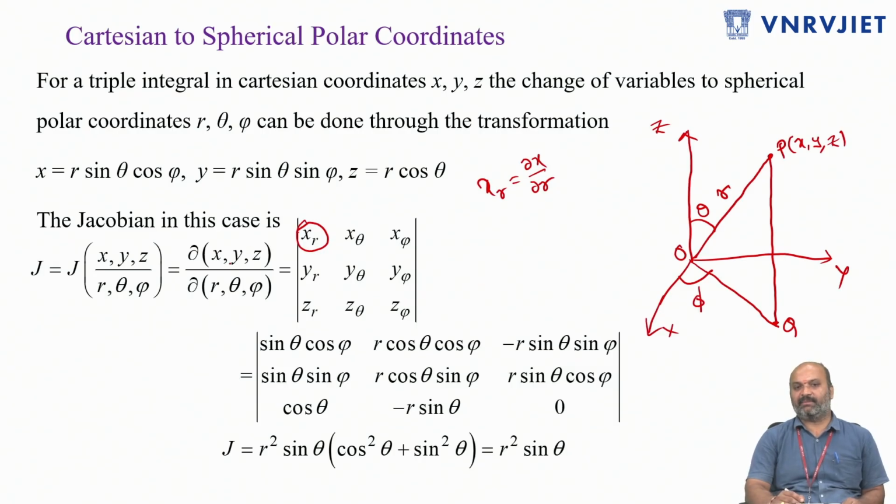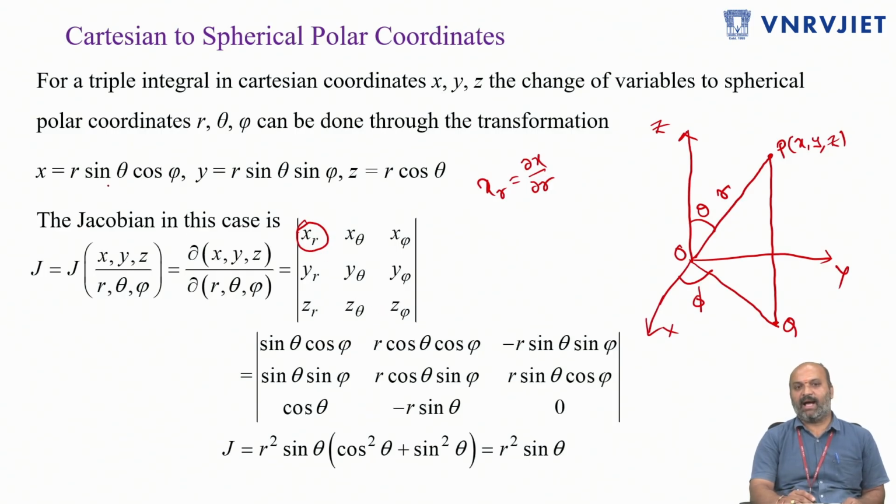The 3 by 3 matrix Jacobian of x, y, z with respect to r, theta, phi means the first row has the partial derivatives of x with respect to r, theta and phi. Second row, y with respect to r, theta, phi. Third row, z with respect to r, theta, phi. Let's determine the partial derivatives.